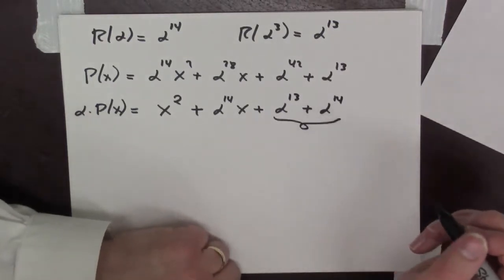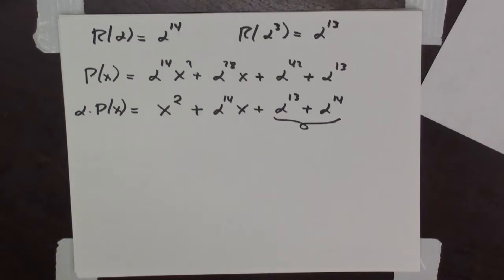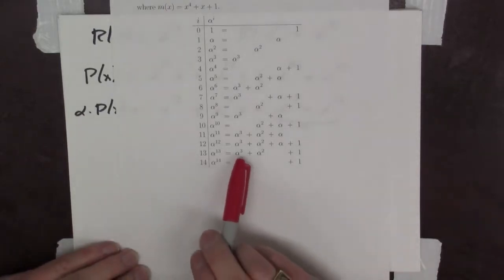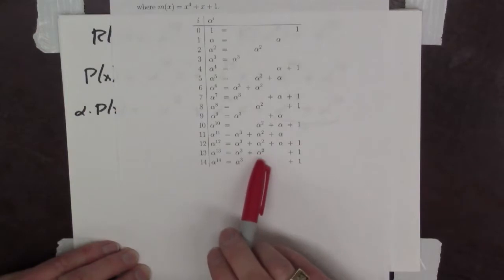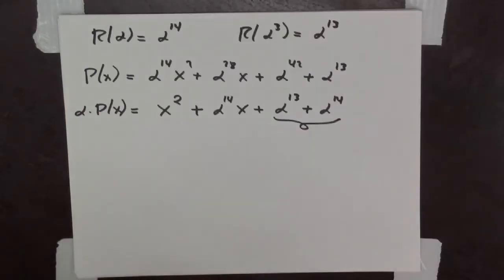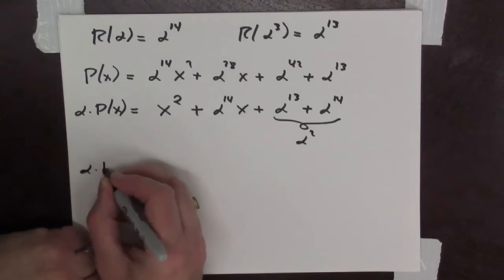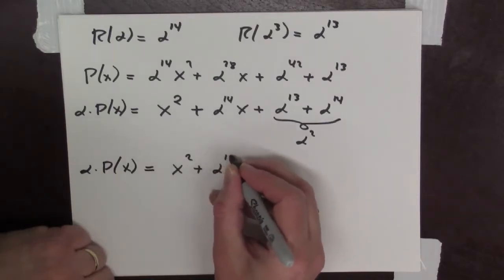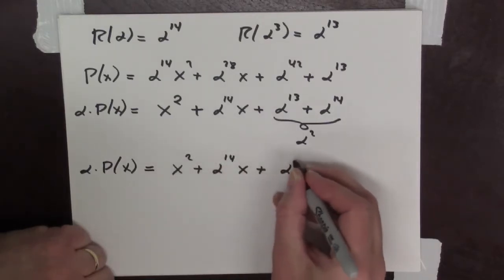So I really want to put these two constant terms together. And if I look in my table, alpha to the 13 plus alpha to the 14 is easy to add because they're both an alpha cubed term, they have only one alpha squared, nothing else. So the sum of them is alpha squared. Aha! So my polynomial equation I want to solve is x squared plus alpha to the 14x plus alpha squared.